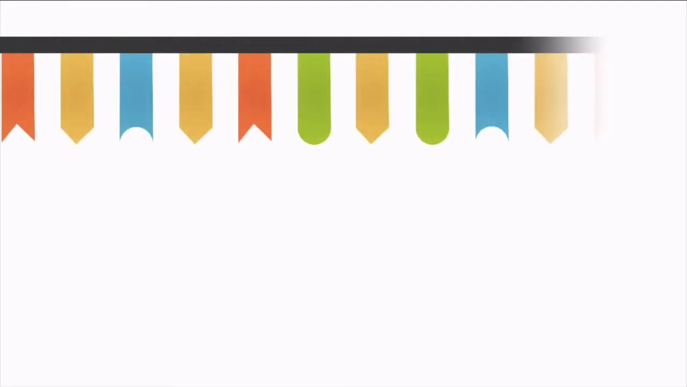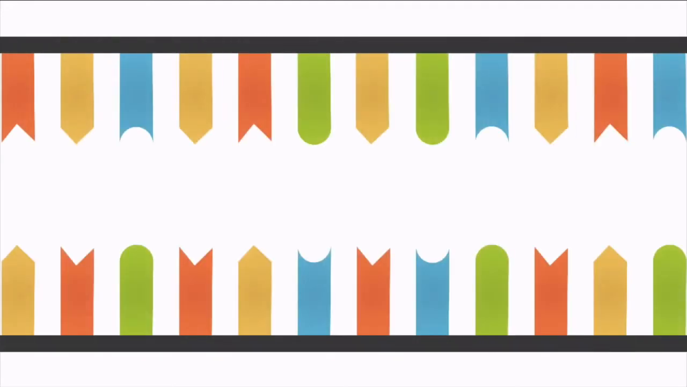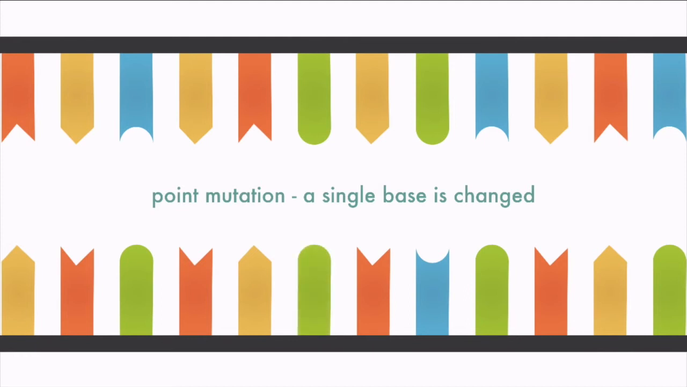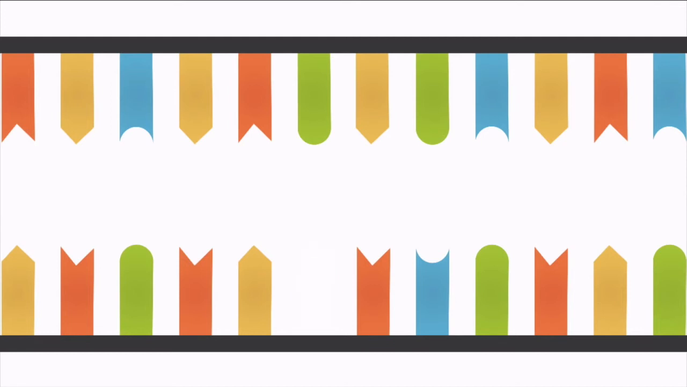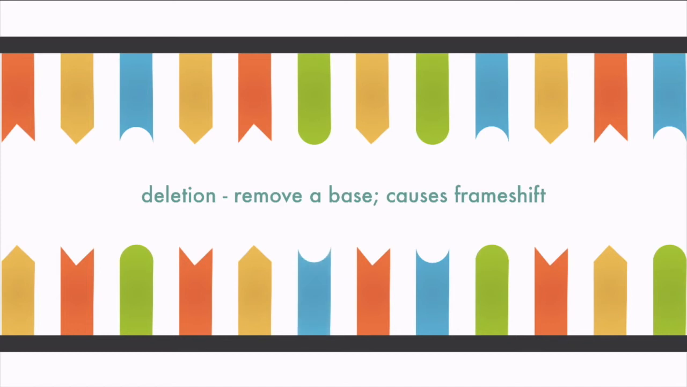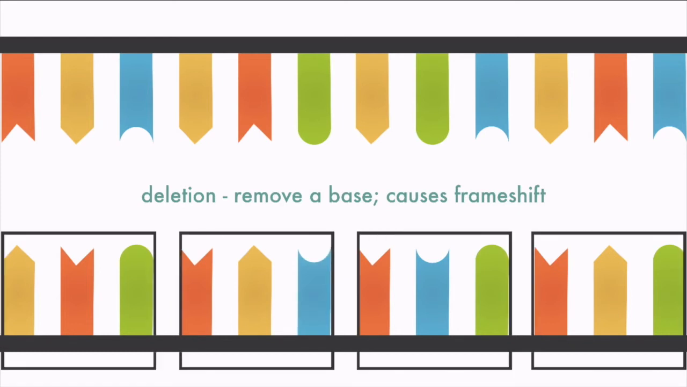DNA rarely makes mistakes, but it can happen. A point mutation changes a single base. This can change the whole amino acid, or depending on its position, could go unnoticed. Other mutations can be more damaging. A deletion removes a base, but also causes a frameshift, which changes every amino acid after the mutation. Originally, the codons would be formed in this pattern. But after the deletion, the amino acid sequence will change because the bases shift by 1. The resulting protein will likely be non-functional.